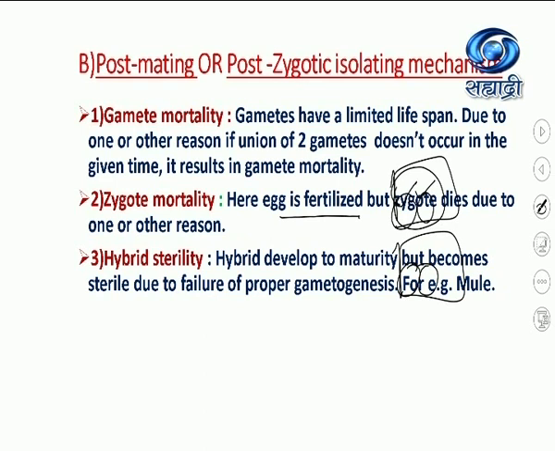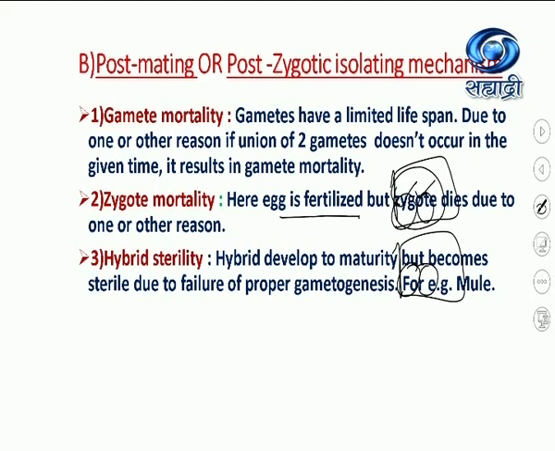It cannot reproduce further. So post-mating or post-zygotic isolating mechanism consists of gamete mortality: gametes die before mating. Zygote mortality: mating takes place, male gametes unite with the female gamete to form a zygote, but this zygote will die. Third is hybrid sterility. Here there is mating, zygote is formed, offspring is developed, the offspring develops to an adult individual, but that offspring is sterile.